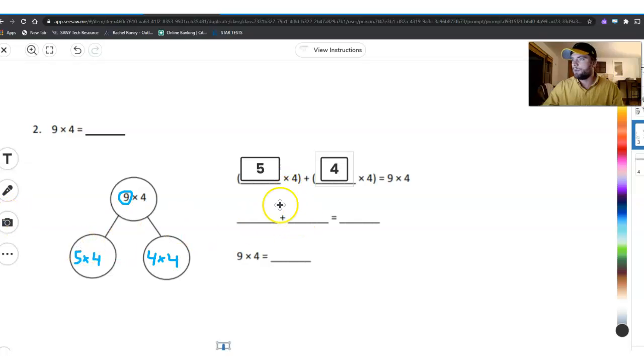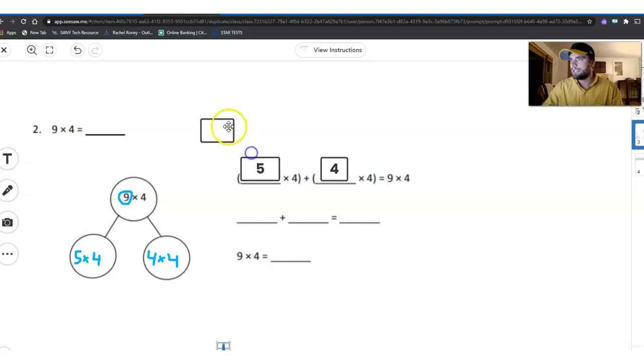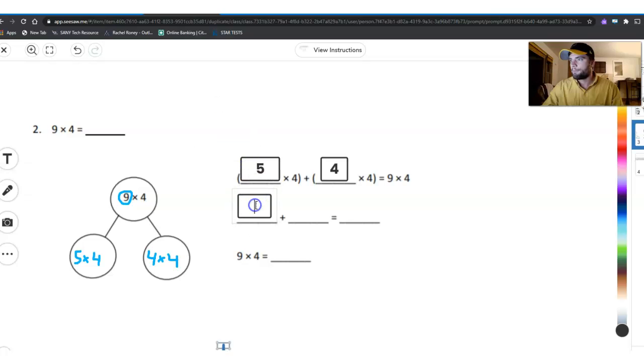Now, it basically wants us to solve each of these smaller equations. So 5 times 4 ends up being 20. And then 4 times 4 ends up being 16. And then we add those up.